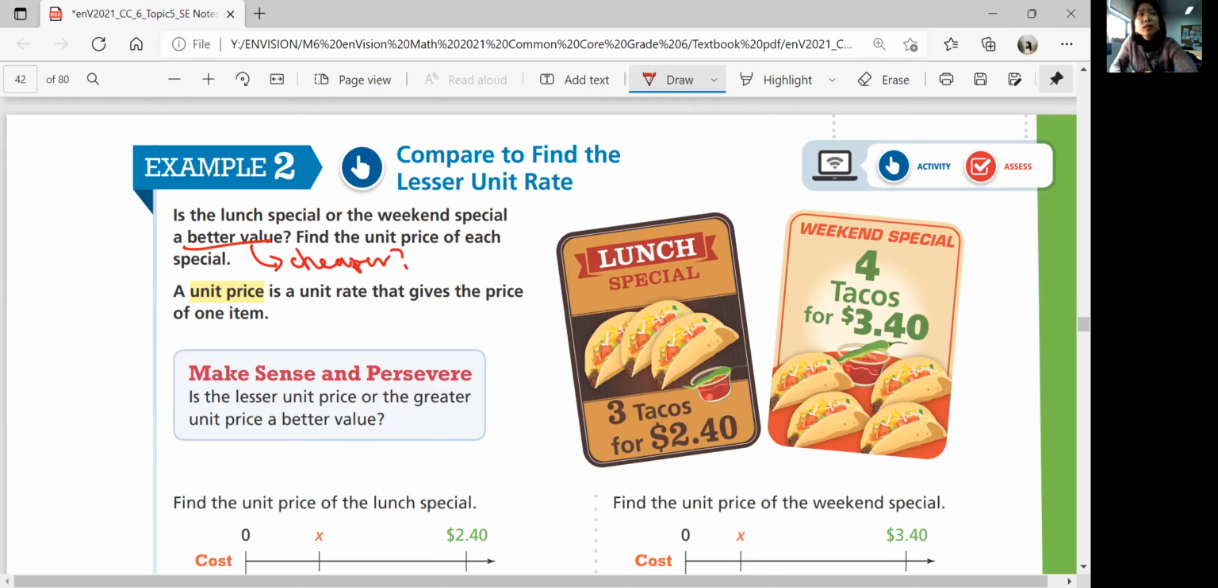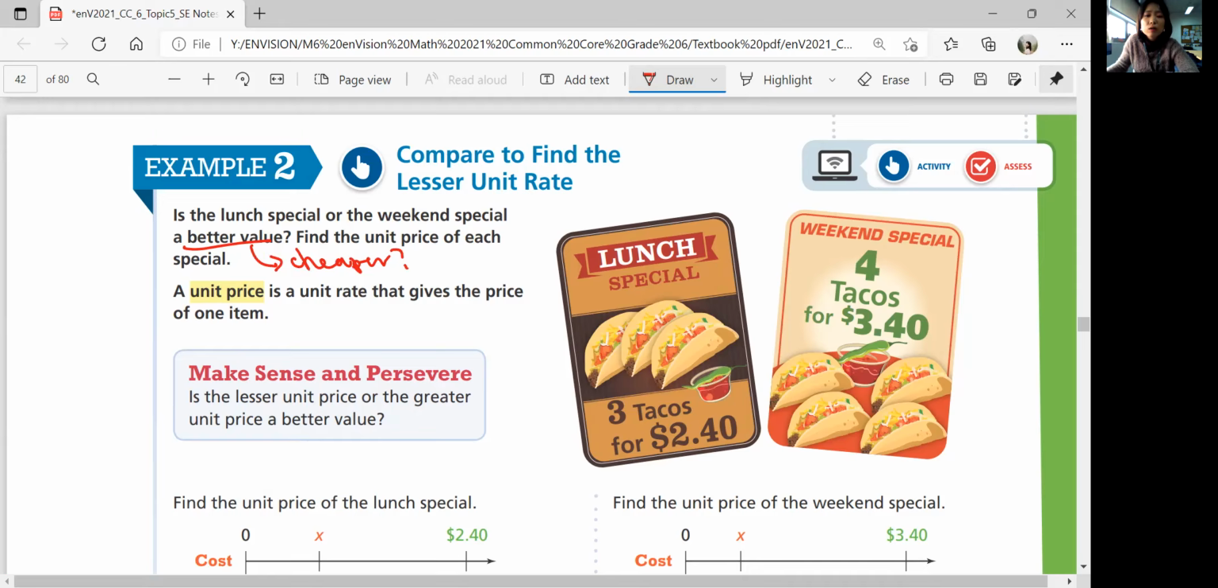A unit price is a unit rate that gives the price of one item. So just like unit rates, unit price is a unit rate. It's a type of unit rate that gives you the price, okay? If you're talking about the price, then that's the unit price.